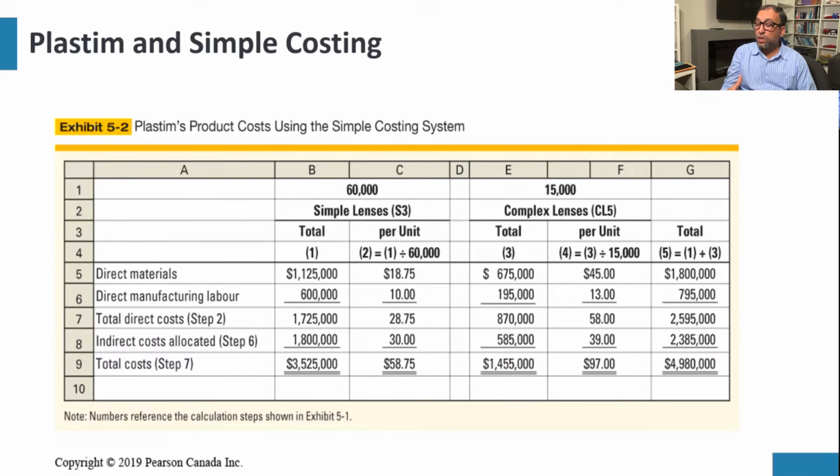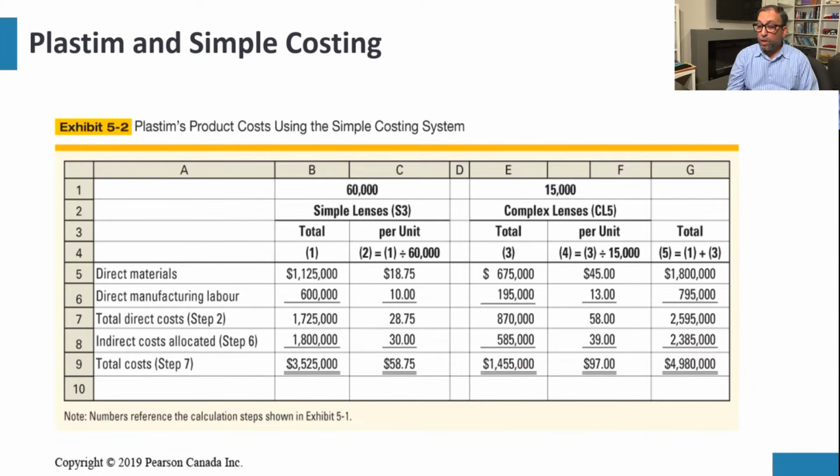These are the expenses which are hard to identify, that is, how much we should charge to each product. So we just club all these expenses together and say that these are total indirect expenses. Now we are producing 60,000 simple lenses and 15,000 complex lenses, so we divide it by the 85, and then distribute to each lens in this way.